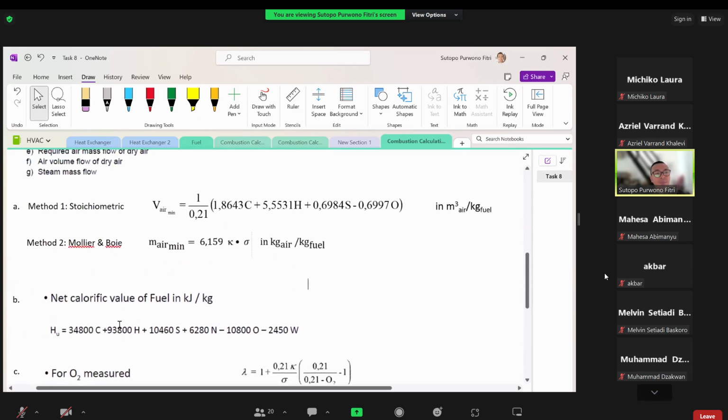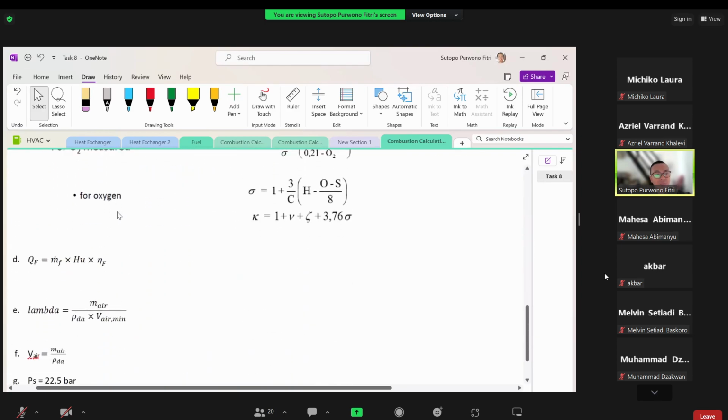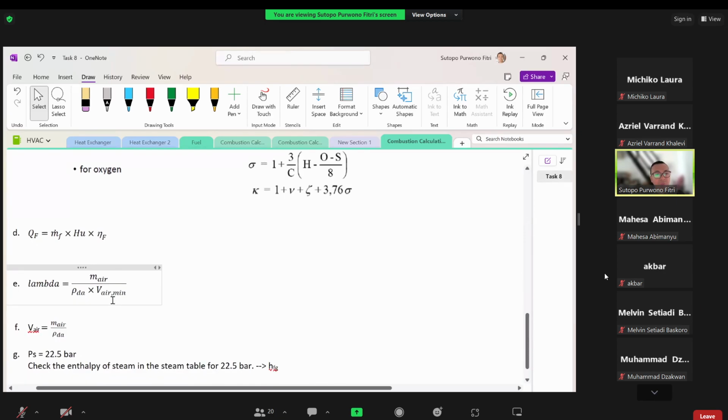And then for the air mass flow of the dry air, because you have calculated the minimum air, and also you have the value of lambda, the air excess ratio, because the lambda is the ratio between the required air divided by the minimum required air. So then you can calculate the mass flow of the air.